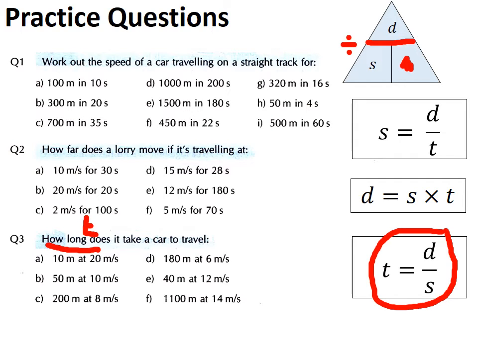So looking at these questions here, we can see that we would need to divide the distance 10 by the speed 20 to calculate the time. So it's very important that you divide the right number by the right number. So it would not be 20 divided by 10. It must be the distance 10 divided by the speed 20. Very important you get that the right way around.